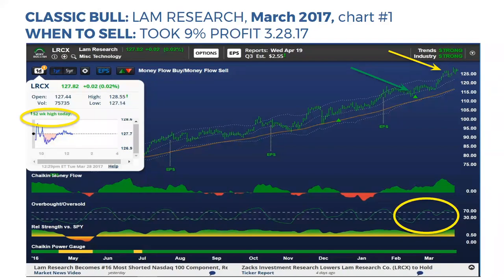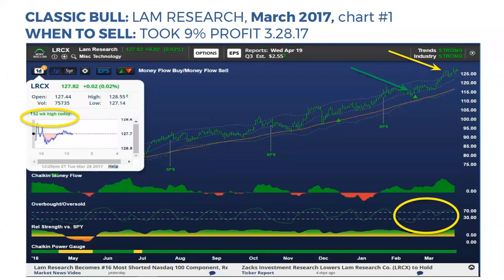So in order for me to buy a stock, I need all these three things to be lined up: power gauge rating, relative strength, and money flow. And you can see by that green arrow in February, when they all lined up, that's where I bought it, at 117. And I bought it with that little green triangle. I'll be pointing these out along the way, but these are buy signals.